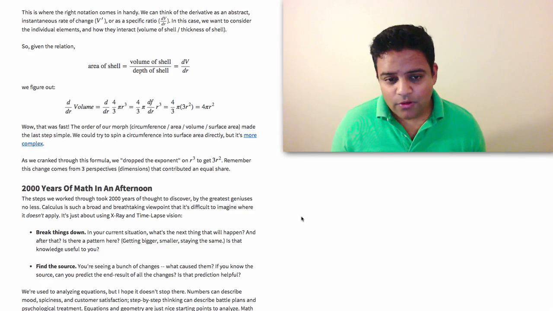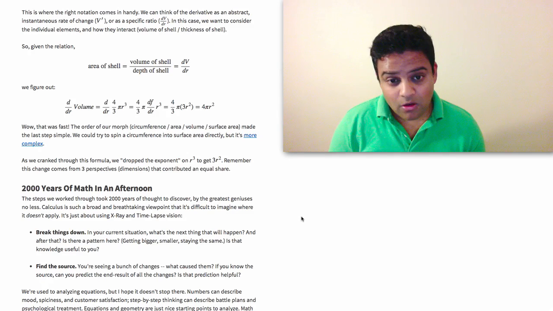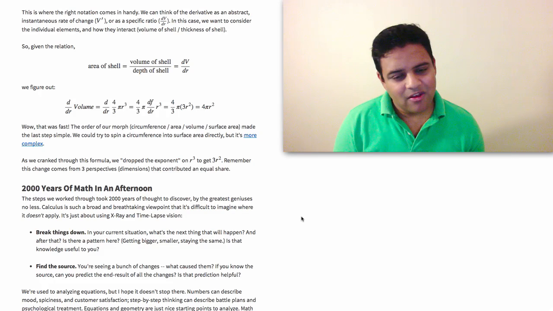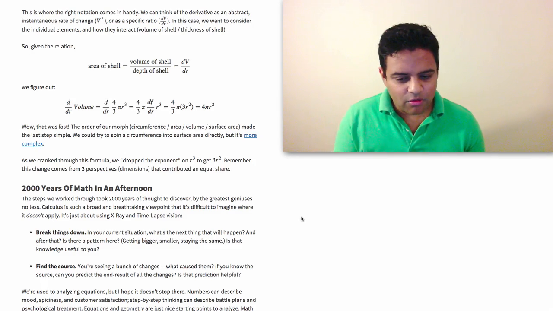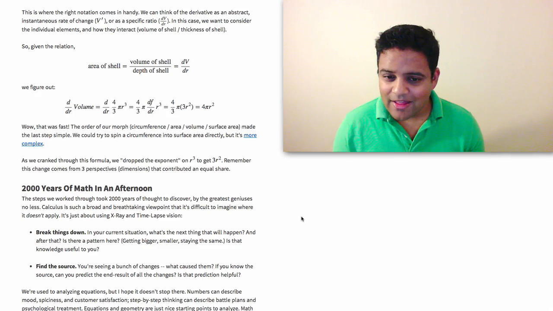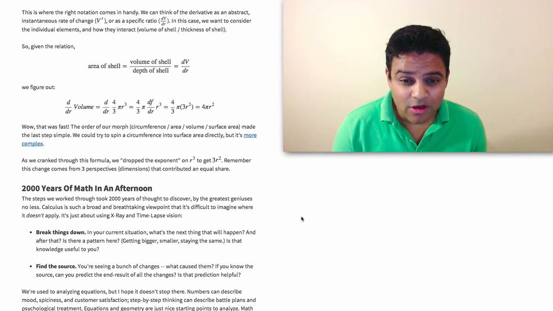In the real world, if you're planning something, can you break it down into little steps and see if there's a pattern in how things are going to progress? Or if you're observing something, can you try to find the original source that's making that observation? If you're seeing a certain phenomenon, can you work backwards and figure out what was actually causing it? That's the kind of metaphor that calculus thinking can help you incorporate into your everyday life.